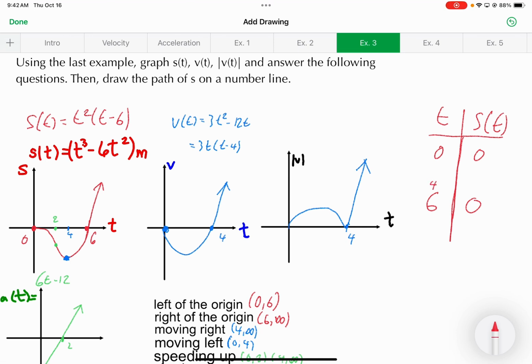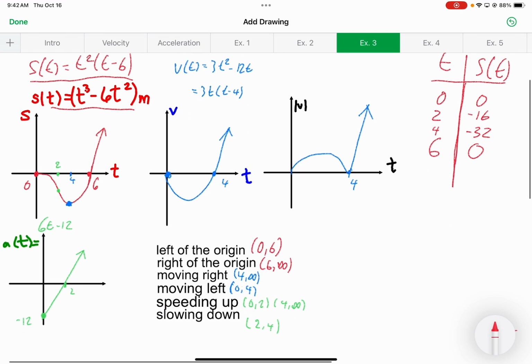So if I plug in 4, I need to plug it into my position function. So here or here, whatever you want to do. Negative 32. Good. Probably wouldn't be a bad idea to figure out what happens at 2, right? Because that's our concavity. That's worth putting on there. So we can figure out where it's negative 16. Okay.